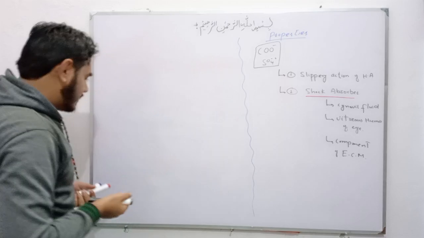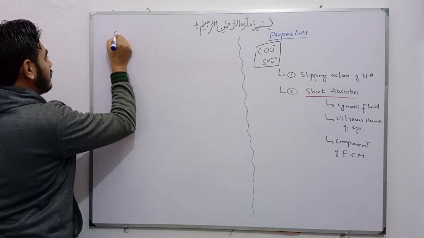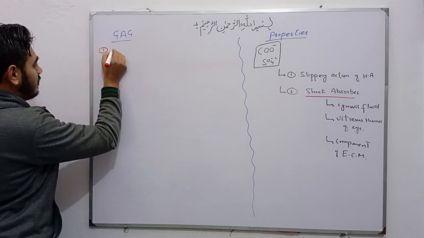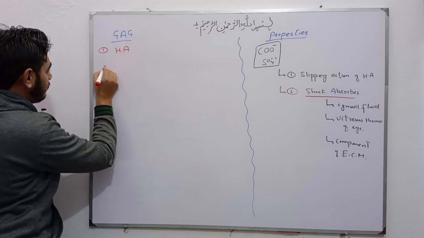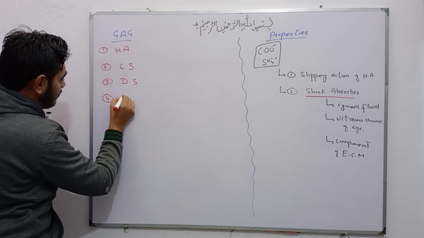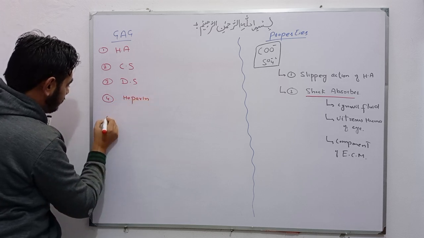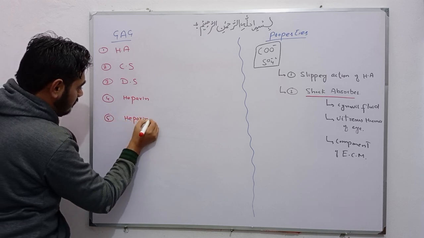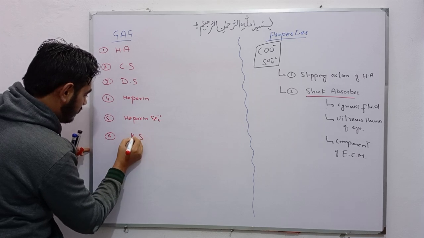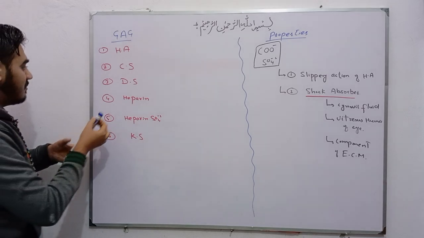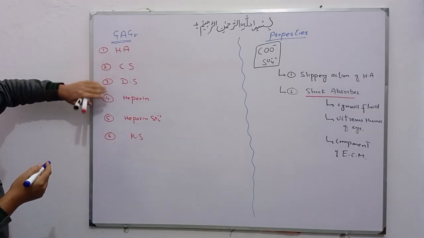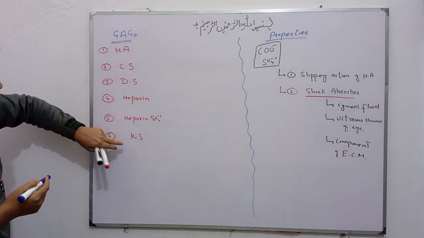Glycosaminoglycan. The important examples of glycosaminoglycan are hyaluronic acid, chondroitin sulfate, dermatan sulfate, heparin, heparan sulfate, and keratan sulfate. Students, these are the examples of glycosaminoglycan: hyaluronic acid, chondroitin sulfate, dermatan sulfate, heparin, heparan sulfate, and keratan sulfate.